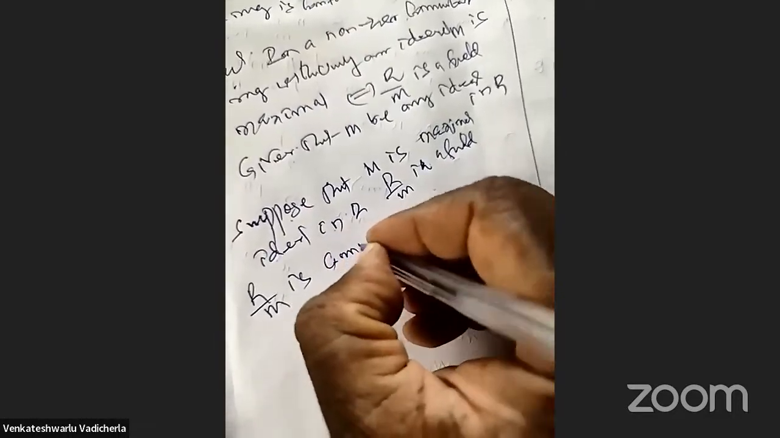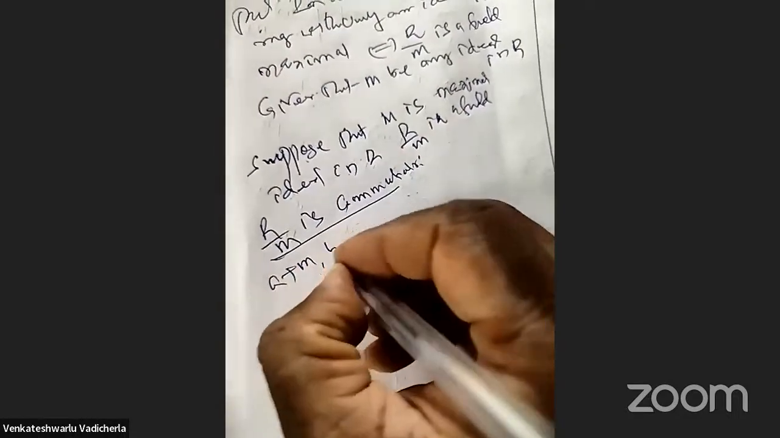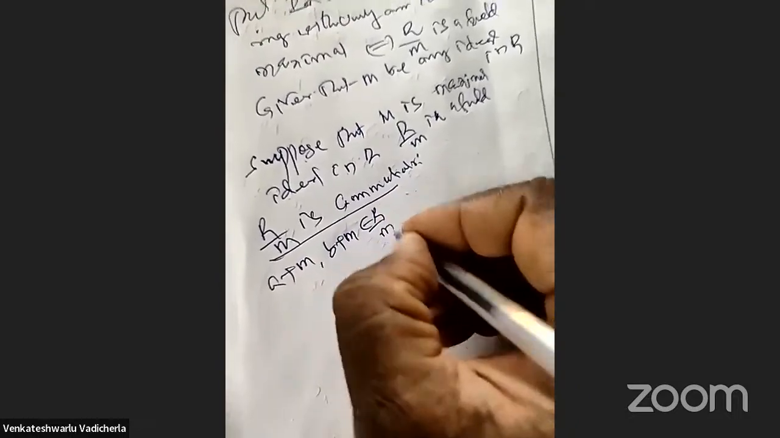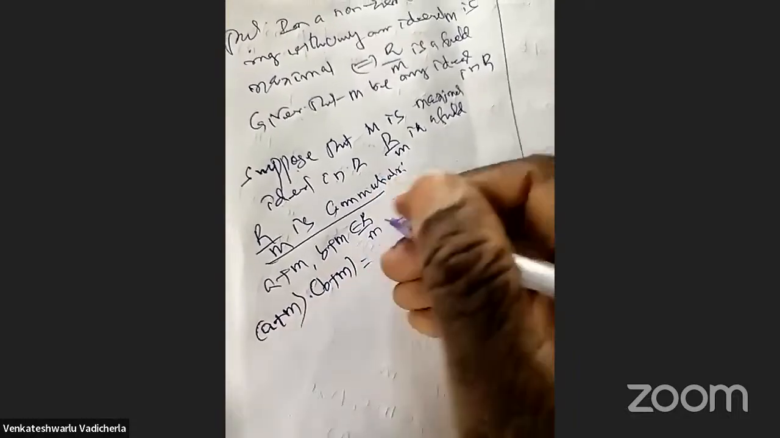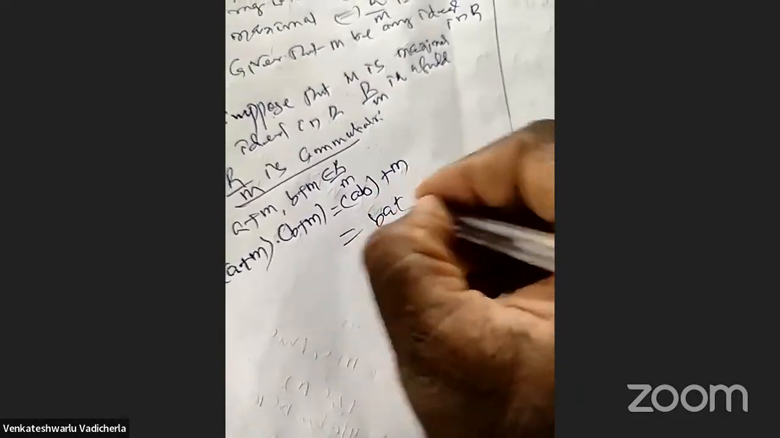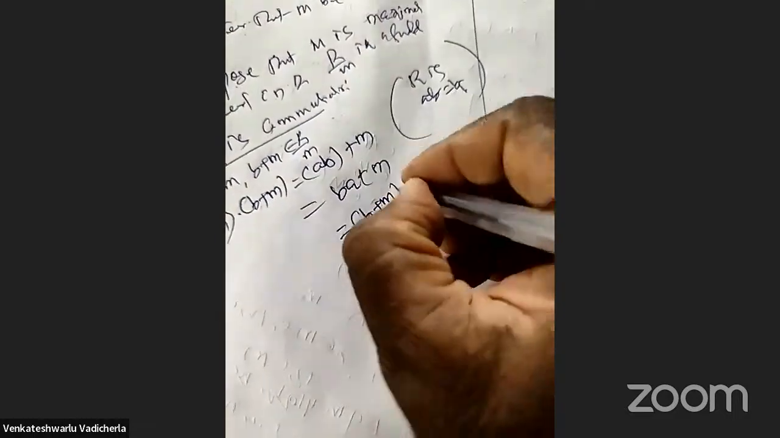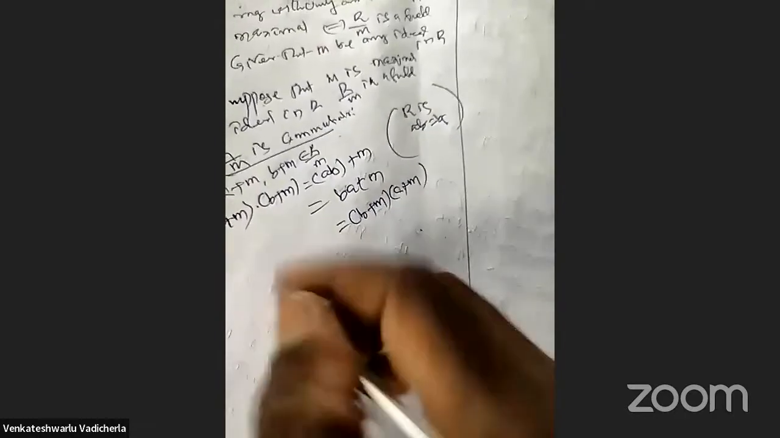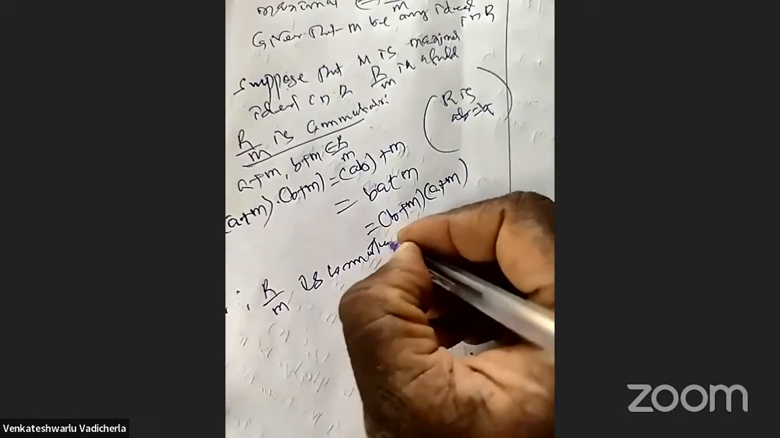So this is the field. R/M is commutative. Take a + M, b + M belonging to R/M. Then (a + M)(b + M) is, by definition, ab + M. Since R is commutative, ab = ba, so this is ba + M, which is (b + M)(a + M). Therefore, R/M is commutative.